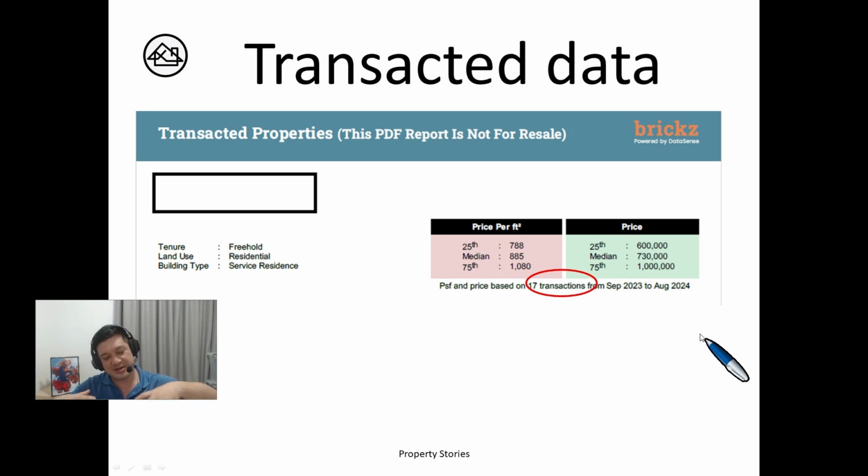If you want to sell a property, ask the agent, okay? Ask the agent what's the price to sell. They will refer to this and tell you, okay? So we're going to pay attention to this table here, that is price per square feet and price. So it's derived from 17 transactions from September 2023 to August 2024.